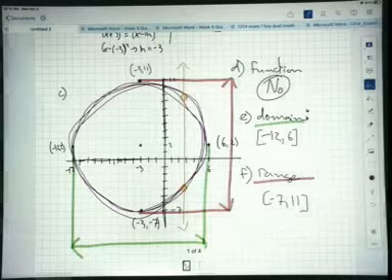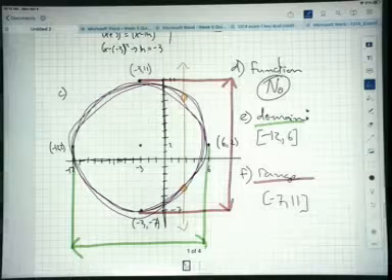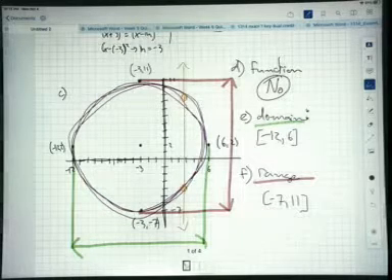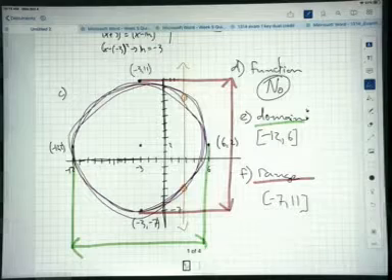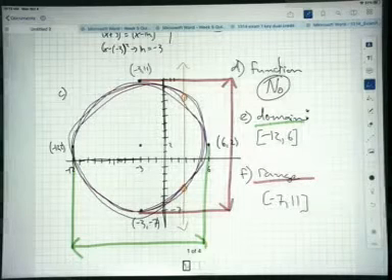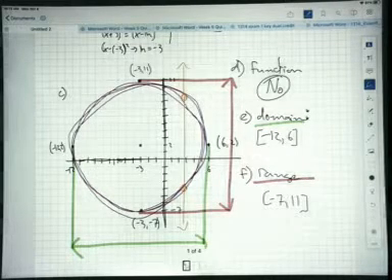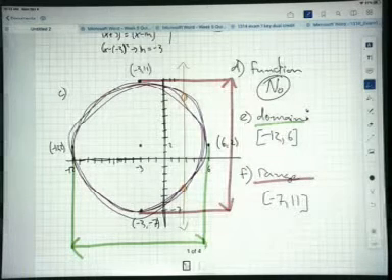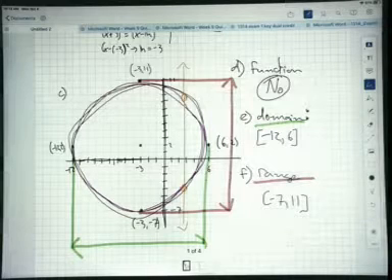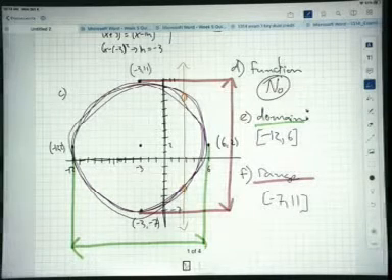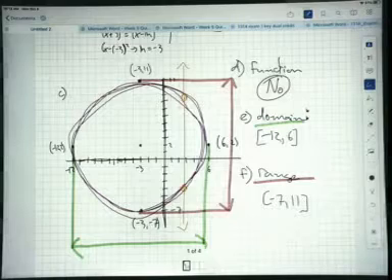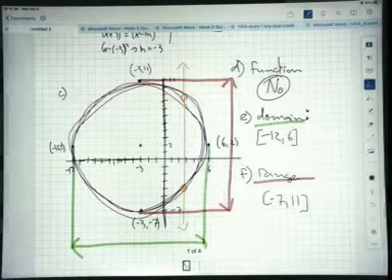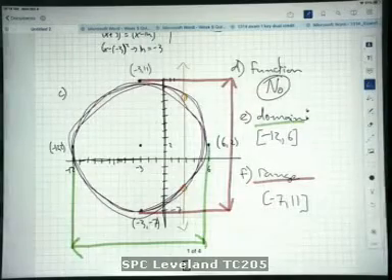What else can we look at? 15. What number was that? 15? 15?